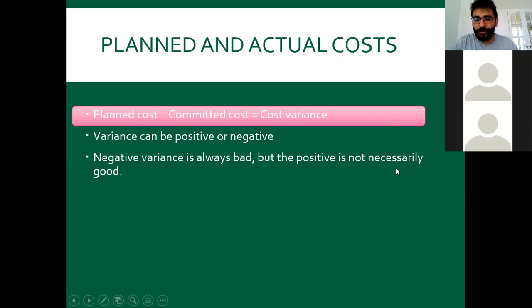But the positive variance, I mean, for example, you plan to spend $100,000 on one activity, but you spent $50,000. Is it a good thing? You planned 100, but you actually spent 50. Is it a good thing or a bad thing? What do you say? When we plan to pay 100%, but we pay 50%, I think that's a good thing. Yes, generally it's a good thing, but not necessarily.